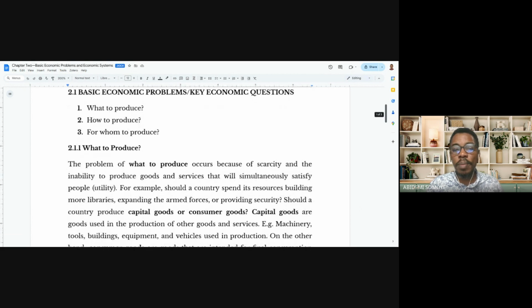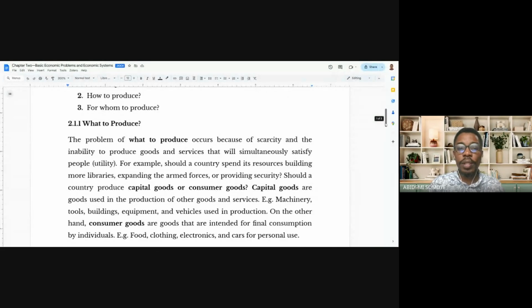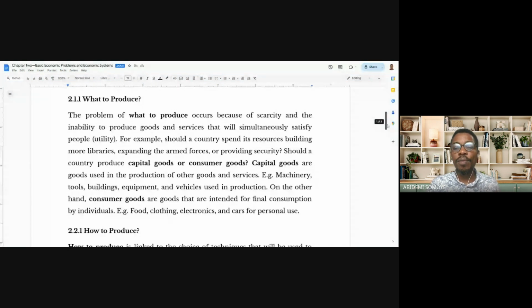Okay. Utility means satisfaction. For example, should a country spend its resources building more libraries, expanding the armed forces, or providing security? Should a country produce capital goods or consumer goods? What are capital goods? Capital goods are goods that are used in the production of other goods and services, or we say capital goods are goods that are used in the process of production, e.g., machinery, tools, buildings, equipment, and vehicles used in production. On the other hand, consumer goods are goods that are intended for final consumption by individuals: foods, clothing, shoes, electronics, cars, wristwatches.